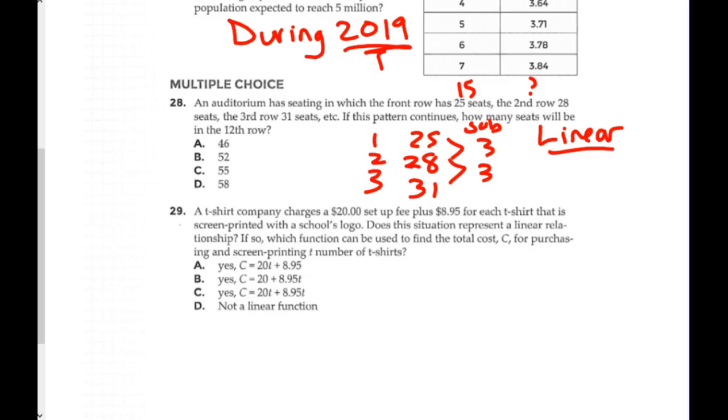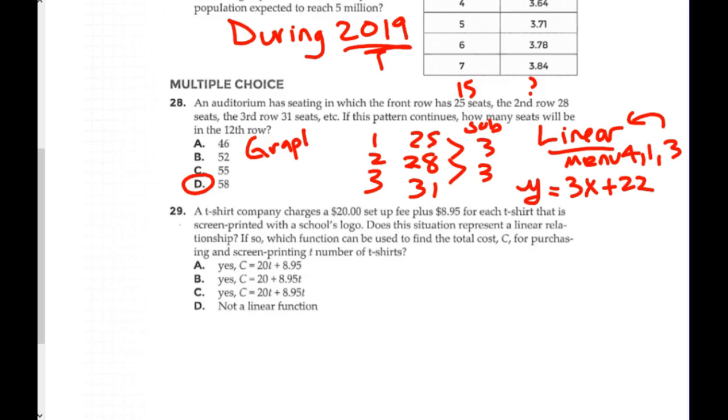Okay. So if I hit menu 4.1.3 for linear, get my equation, I'm going to end up with y equals 3x plus 22. Again, spreadsheet it, you get 3x plus 22, and I'm looking for the 12th row. So if I go into graph, hit table, I'm going to get 58. Okay. So again, get the equation, graph, Control T. Cool.